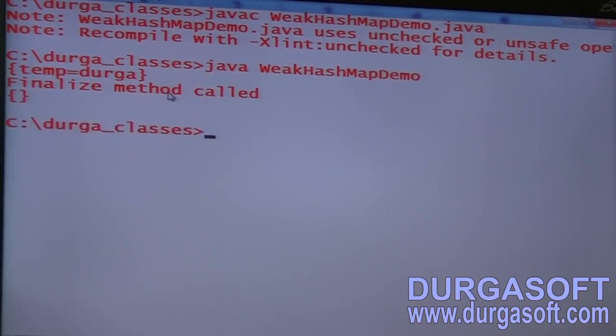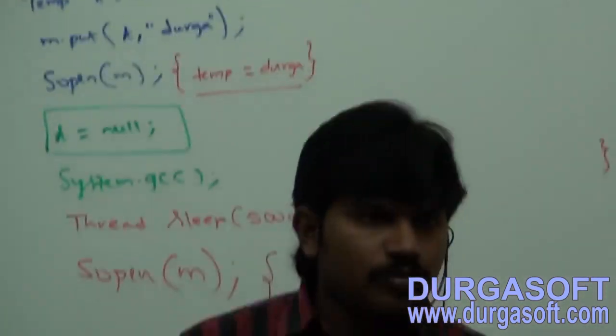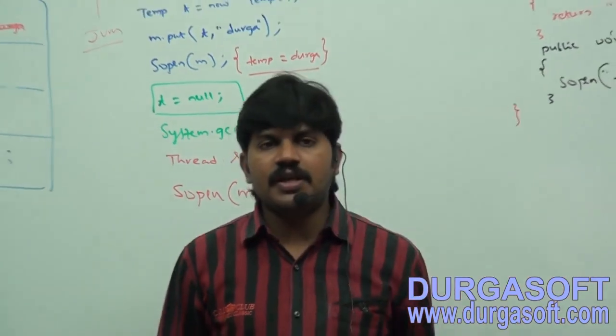Now curly brace open and close. Where is the temp is equal to Durga? It is not there. Is it clear for all of you, right? No explanation is required. So this is what WeakHashMap is. Normal hash map, WeakHashMap. I hope the terminology is clear at this point.